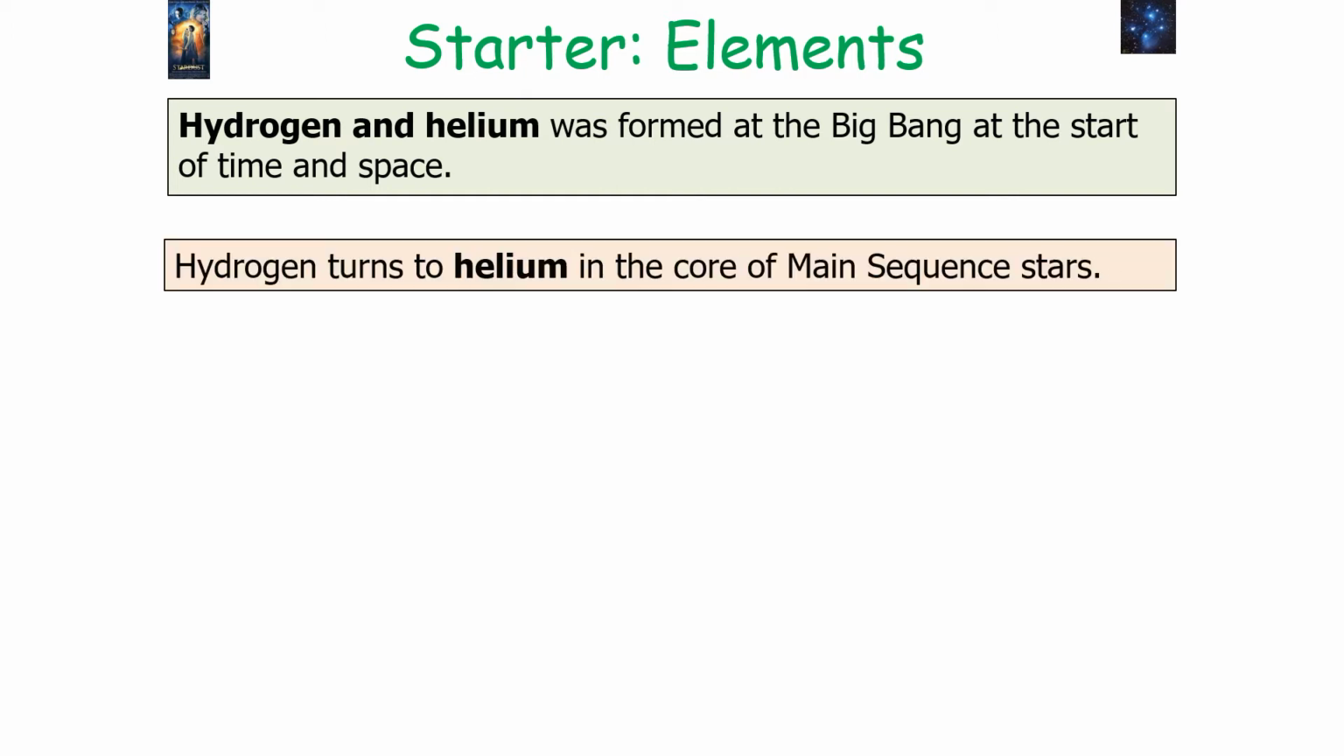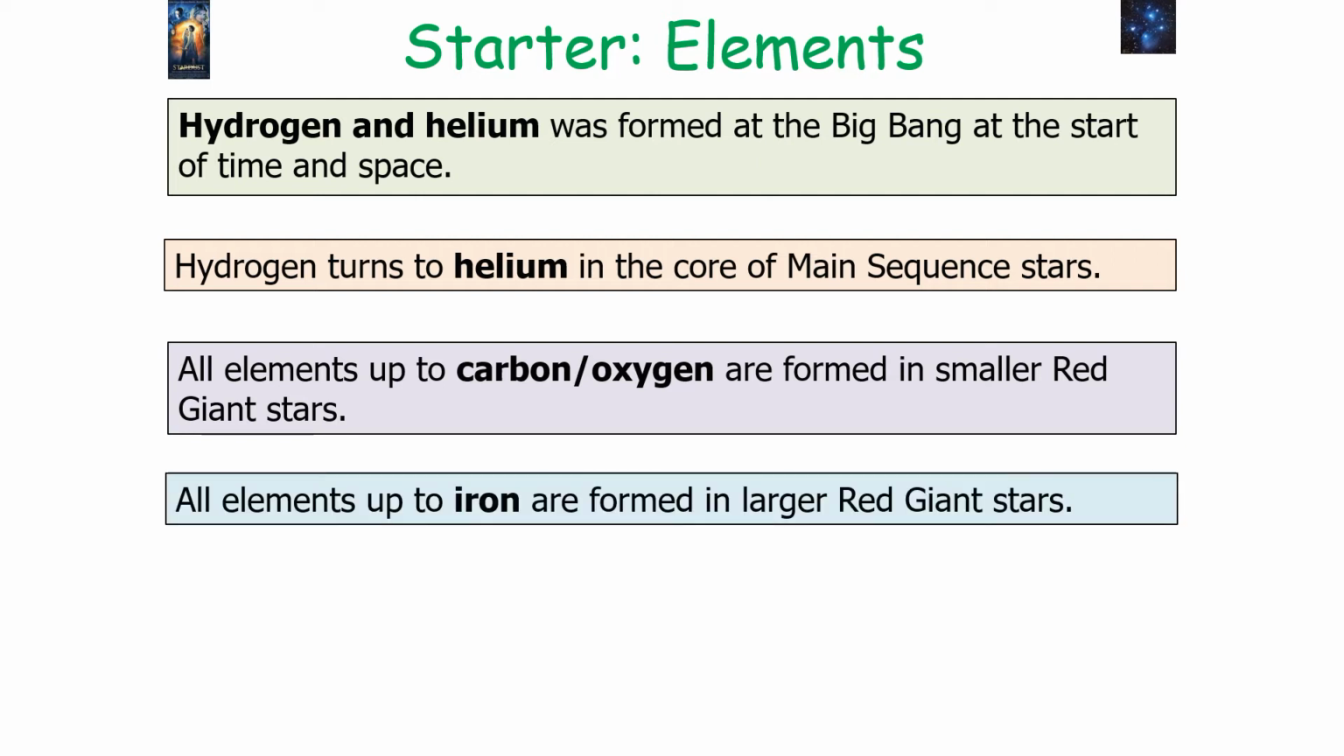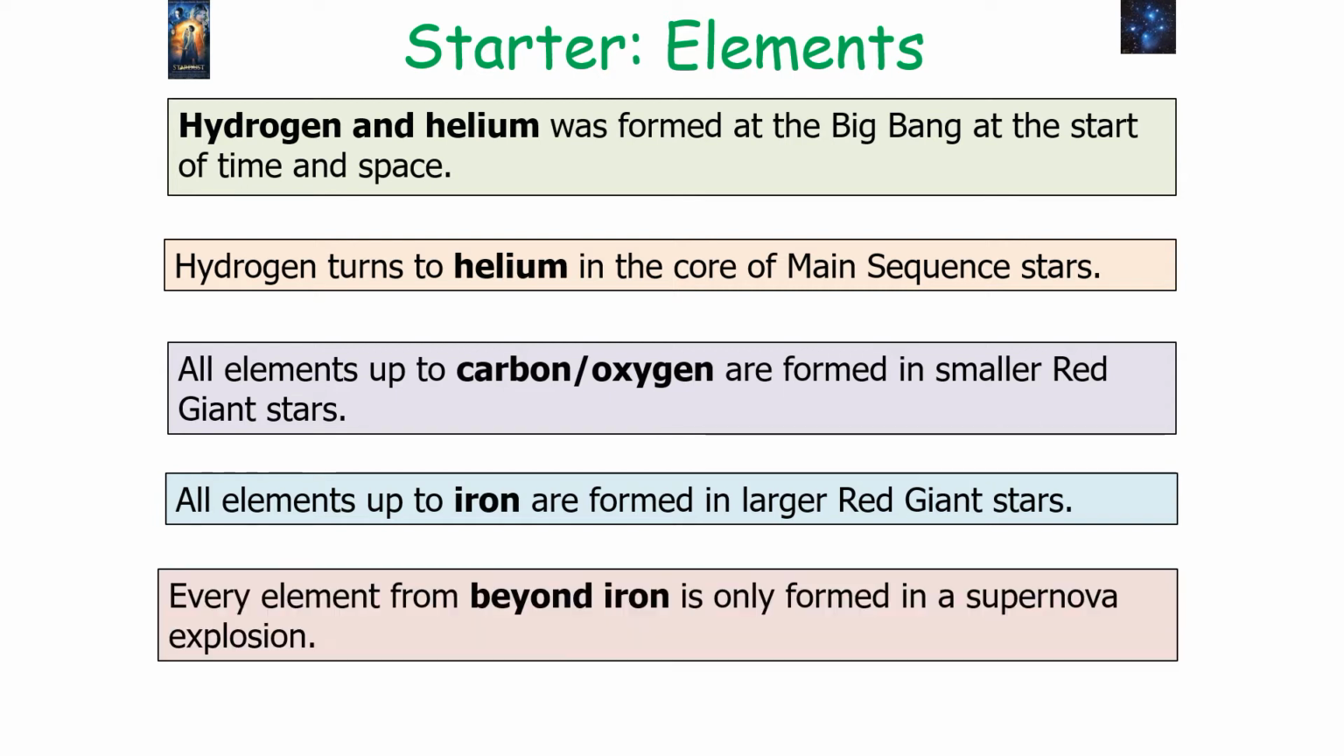Hydrogen can turn into helium in the core of main sequence stars via nuclear fusion. All elements up to carbon or oxygen are formed in smaller red giant stars, whilst all elements up to iron are formed in larger red giant stars. Now this is both by the method of nuclear fusion. And finally, every element beyond iron is only formed in a supernova explosion.